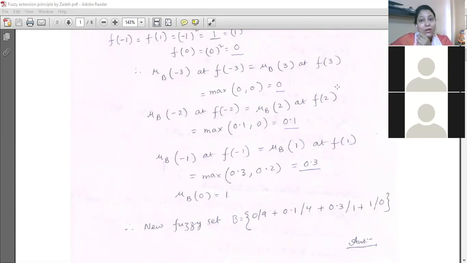But this mu of x is nothing but the degree of membership which is associated with x. Now why have we given this suffix b? That means this degree of membership belongs to the new fuzzy set B. If we had written A in the suffix, that means we would indicate that this degree of membership is associated with the previous fuzzy set, the fuzzy set A given in the problem. Is this clear, Akash?